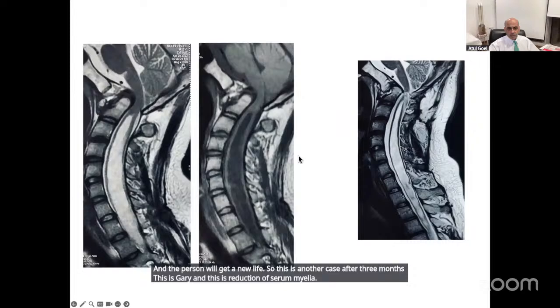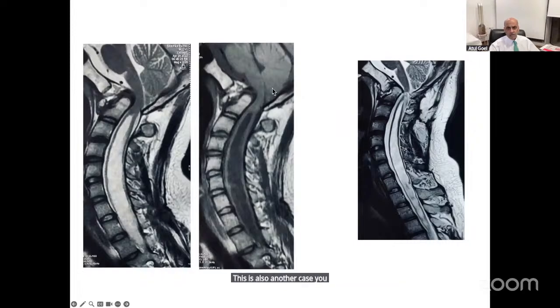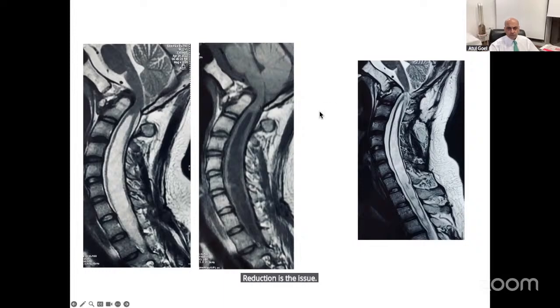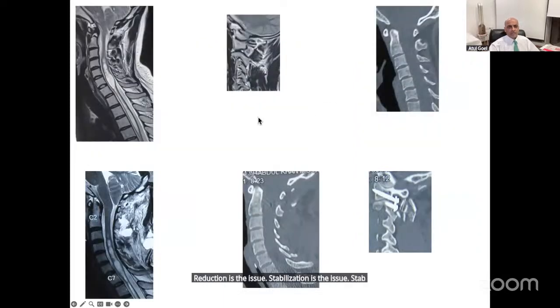This is also another case. You see syringomyelia. And another thing, this is unstable C1, C2. Here the reduction is not complete, but completeness of reduction is not the issue. Reduction is the issue. Stabilization is the issue, not reduction.